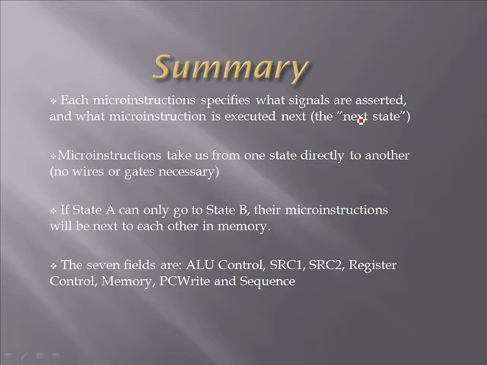And then lastly, each microinstruction has 7 fields. The ALU control, which determines the ALU operation, source 1 and 2, which control the ALU inputs, register control, which controls the register file, memory, which controls the data and instruction memory, and PC write, which controls how we update the PC. Oh, and also the sequence field, which determines the next instruction.